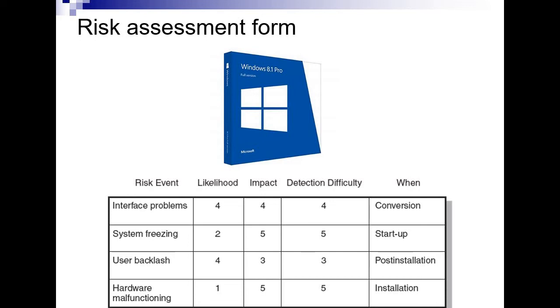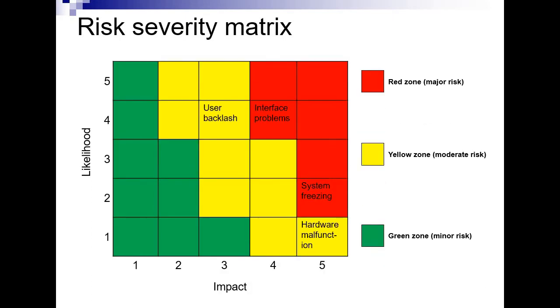Now the same thing can be put in the form of a risk severity matrix, where you have impact versus likelihood. The red zone indicates the major risks, which have been identified as interface problems and system freezing. The yellow zone is the moderate risk zone, so user backlash and hardware malfunctions are considered to be in the yellow zone, and the green zone is basically minor risk, so there are no minor risks associated with that installation, which Microsoft has suggested to the user, that is, upgrading from Windows 7 to Windows 8.